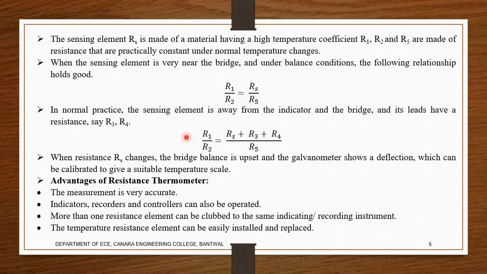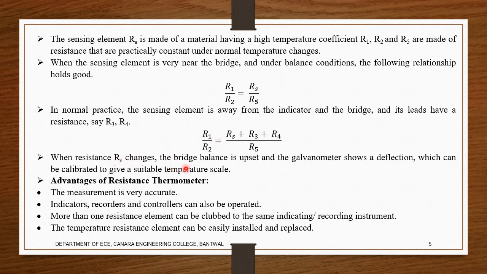In normal practice, the sensing element is away from the indicator and the bridge, and its leads have a resistance, say R3, R4. So RS is what? The sensing element. R3 and R4 are the leads connected to the two terminals. R3 is at one end, R4 at the other end. So at that time R3 and R4 are actually the factor we need to consider under the unbalanced condition. So R1 by R2 is equal to RS plus the lead resistance R3 on one side, and on the other side R4, divided by R5. This is the condition we need to see always when there is an unbalance.